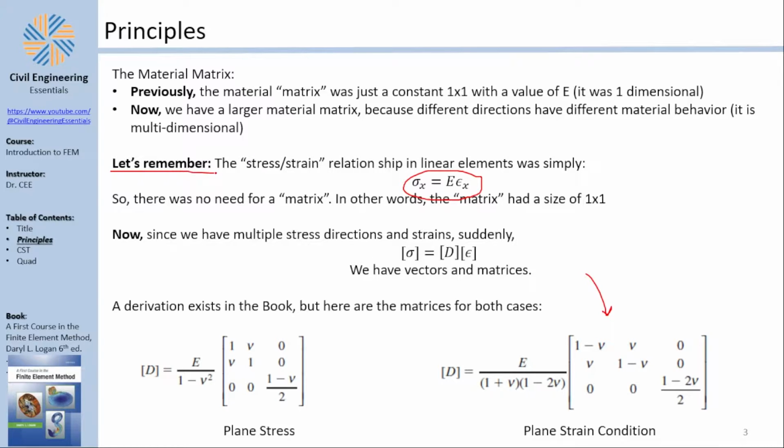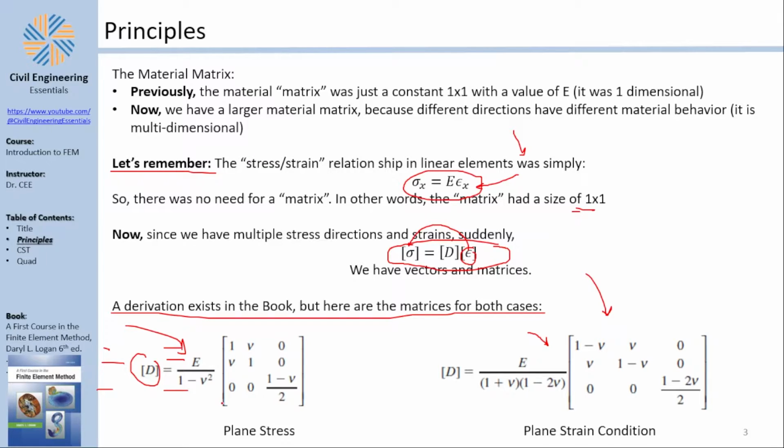Well, if we remember correctly, in a 1-dimensional element, sigma x equals E epsilon x, that's all we needed, and there was not a matrix, or a matrix of 1-by-1. Now since we have multiple sigmas, you need a full-fledged matrix here to connect, or basically relate, the strains to the stresses. There is a long derivation in the book, but basically you have a plane stress system and a plane strain system, and each one of those gives you the matrix. This matrix D connects sigma x, sigma y, and tau xy with epsilon x, epsilon y, and gamma xy.